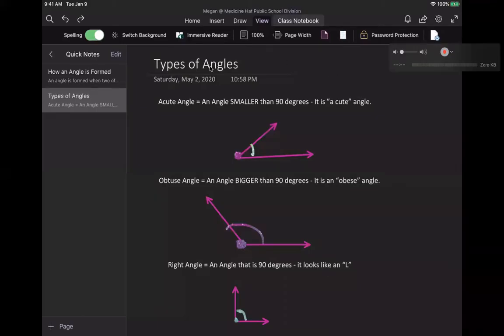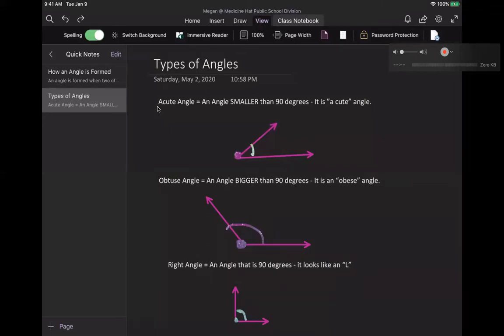Okay, now we're going to move on to the types of angles. In this unit, we are going to be learning about 4 different types of angles. We kind of already went over this before, so this is just going to be a little bit of a review for you. This is how I like to explain it.